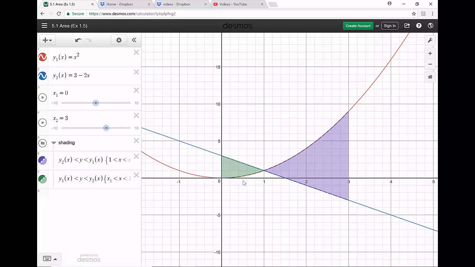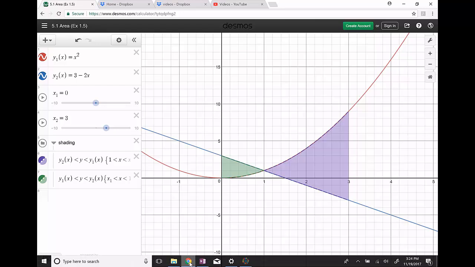I now shaded the second one purple. On the interval from 0 to 1, the claim is this area right here is this 5/3 value. And then on the interval from 1 to 3, you can see that this is a lot bigger. This is going to be this 32/3. So that's that purple area there. Those are the values that we figured out.